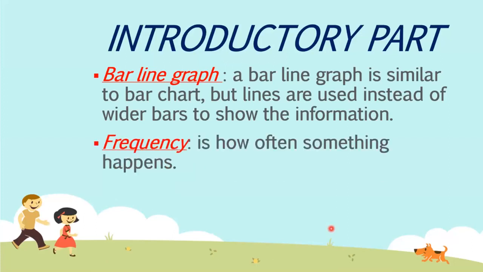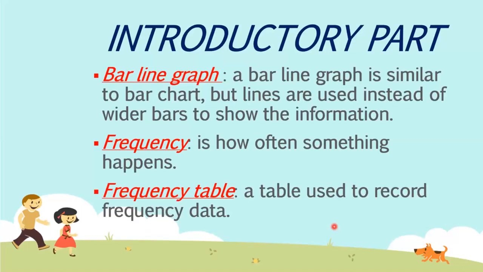Next is frequency. Frequency means how often something happens. It is the number of times, or how many times, that particular thing happens within a certain time period. So frequency means how often something happens.